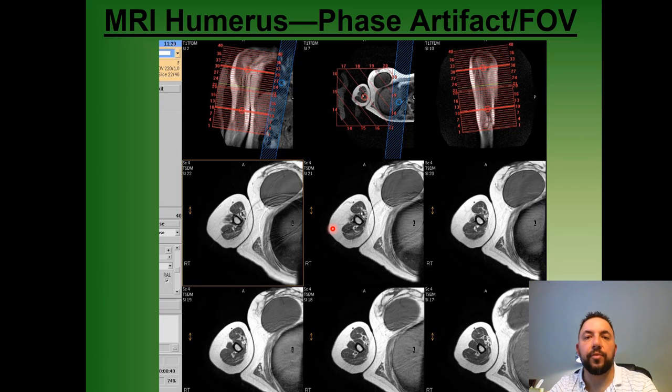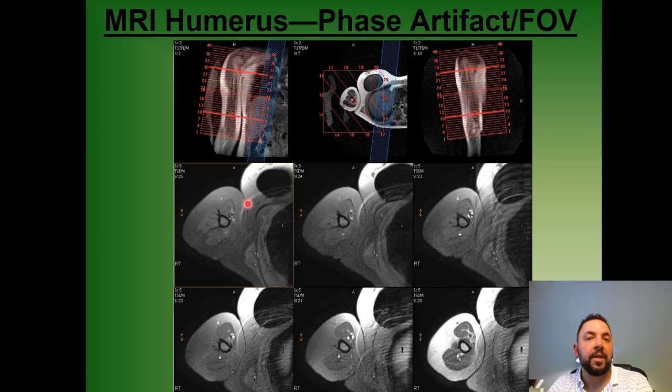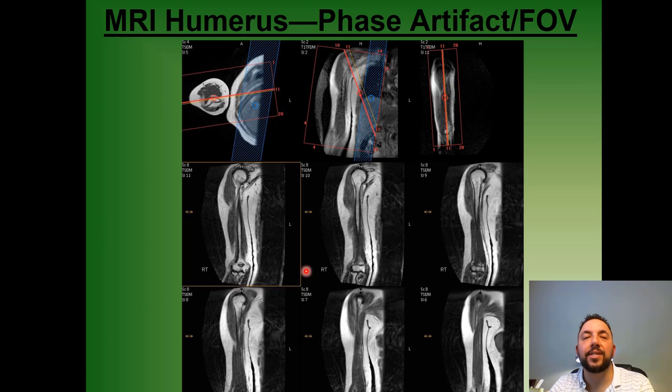Phase artifact and field of view. We're getting an exact mismatched artifact of ghosting from a fluid-filled breast implant that is getting in the way of some of the humerus anatomy. So again, we're getting some artifact that's getting in the way. Utilization of a more appropriate presaturation band and selection of the appropriate phase direction would help in correction of that.